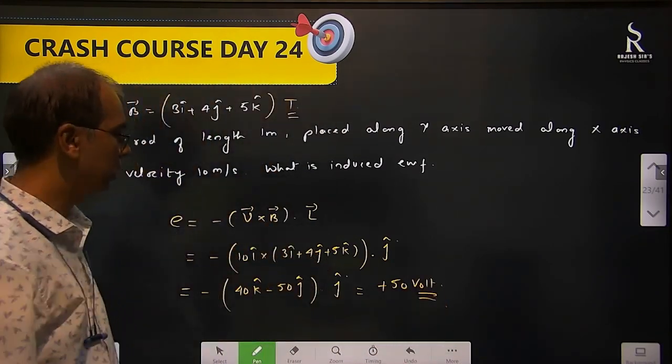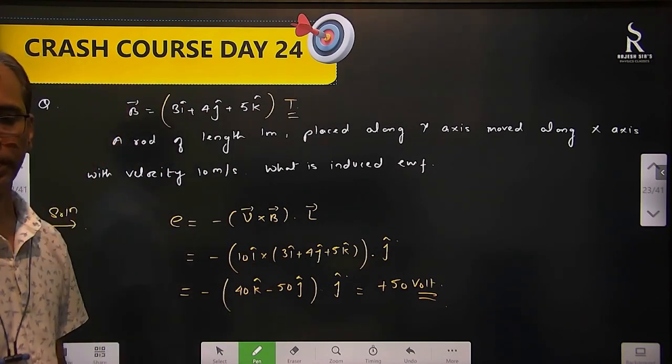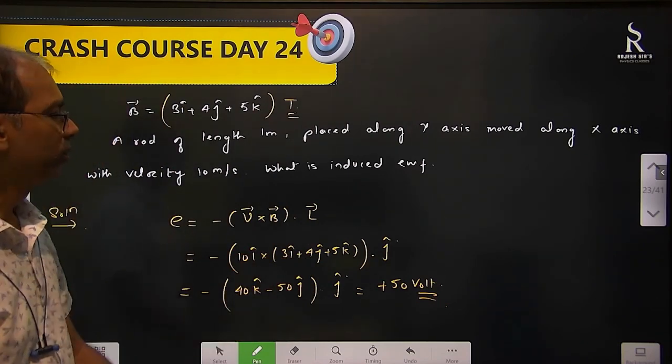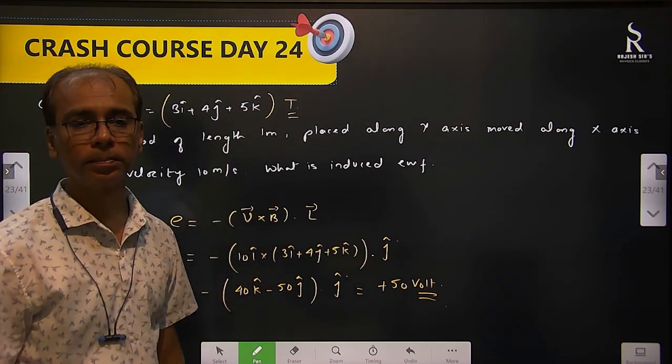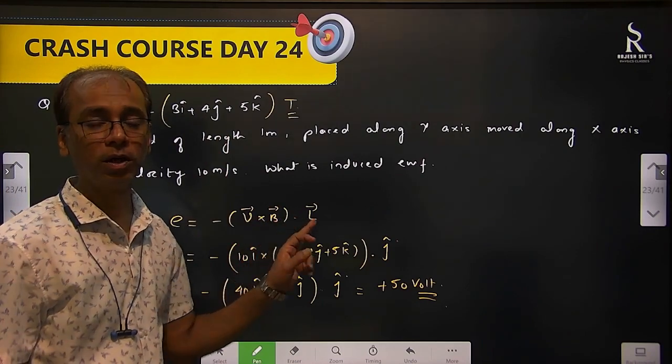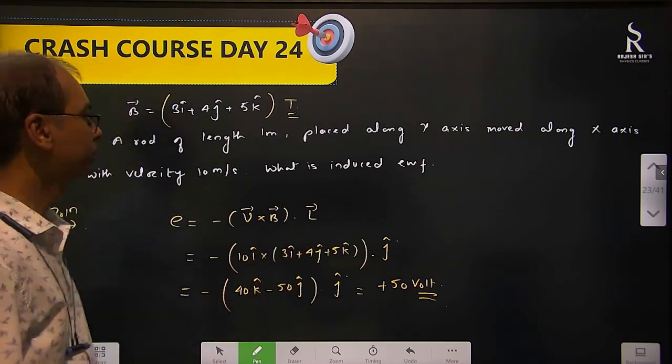I hope I have done it correct. i cross k is minus j, correct? 10 into 5, yeah. Okay, so plus 50 volt is our answer. So this way we can find if the things are given in vector form. v cross B dot dl. Remember the formula.